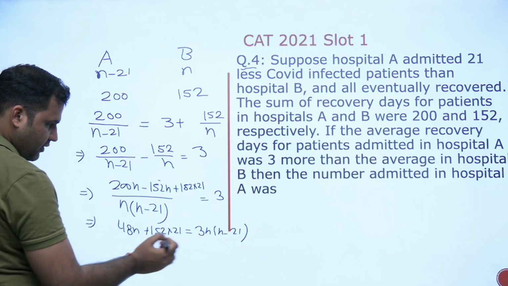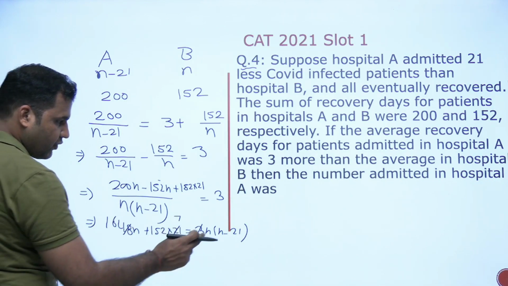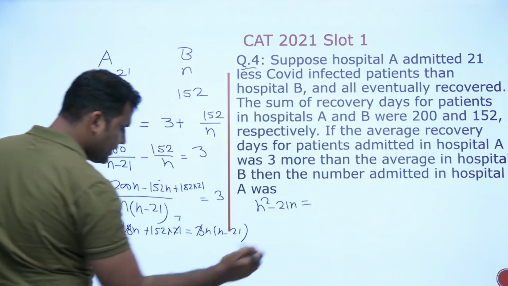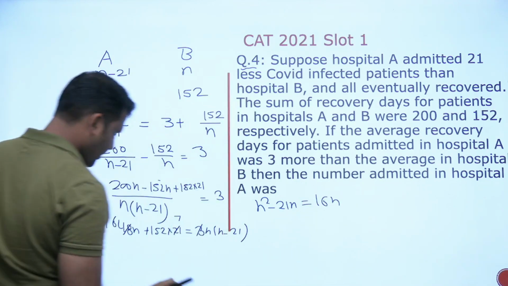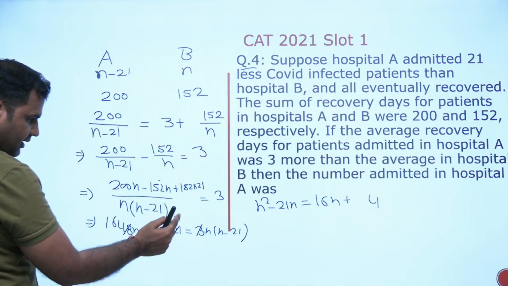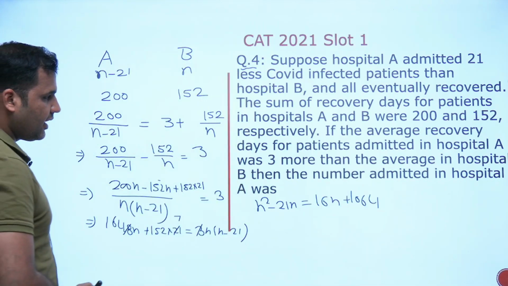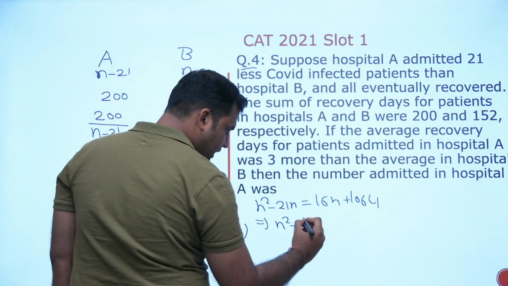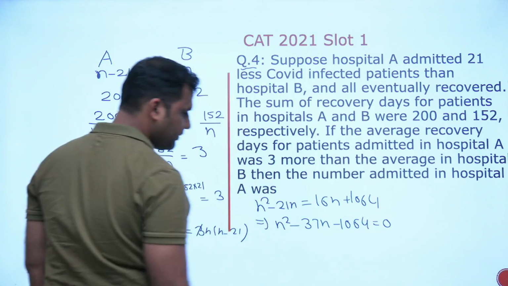So see that 3 से पूरी equation को मैं cancel कर सकता हूँ. This will cancel it on 16 and this cancel it on 7. So finally I'll have the equation as n square minus 21n is equal to this whole equation. What is this? 16n plus 152 into 7. That is 7 into 2, 14, 105 plus 1, 1064, right? Very simple, easy. Now just make an equation and do the factorization. N square minus 37n minus 1064 is equal to 0.